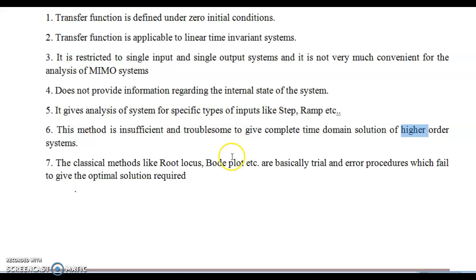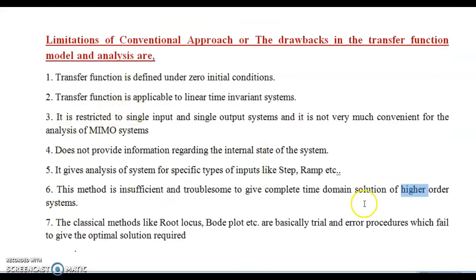The classical methods like root locus, Bode, these are all basically trial and error methods. We can't give the exact result for the system. We can't say that the system is completely stable or completely unstable or marginally stable. Bode, Nyquist, all are trial and error methods. Just we are giving comments: it is stable, it is unstable. It is not 100%, it is not a final result for the system, right? So these are the drawbacks of what I studied in the control systems.